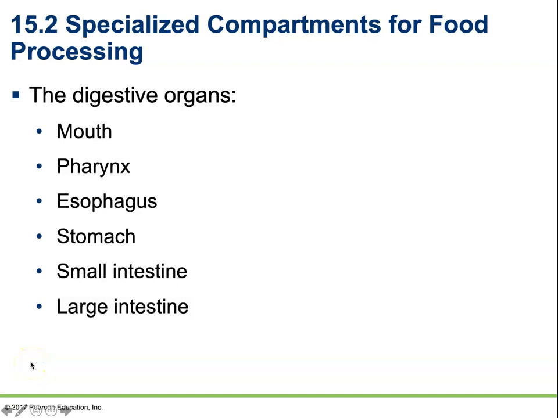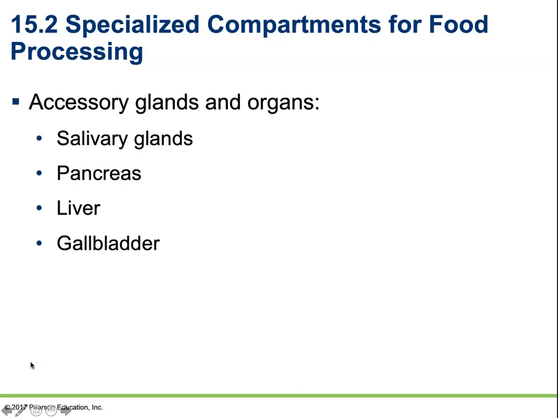All right, so next we're going to talk about the specialized compartments for food processing. Basically, we're going to go through all of the digestive organs: the mouth, pharynx, esophagus, stomach, small intestine, large intestine. And then we'll go into the accessory glands and organs. We have the salivary glands, pancreas, liver, and gallbladder. The regions of the GI tract can be specialized to process food.